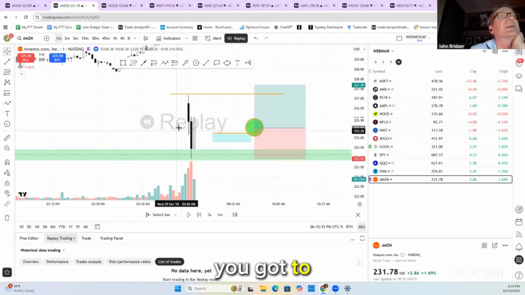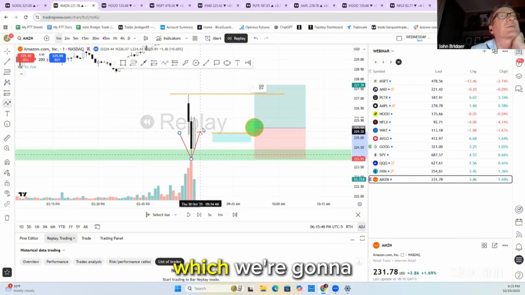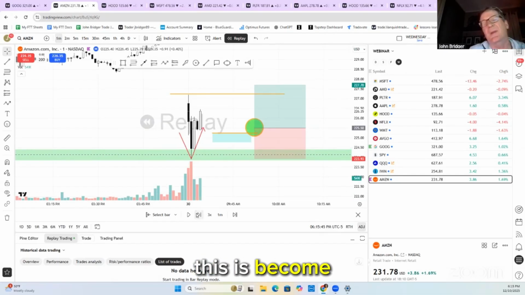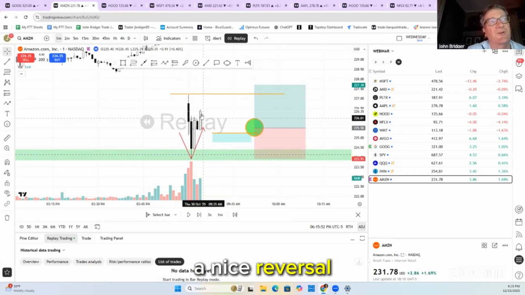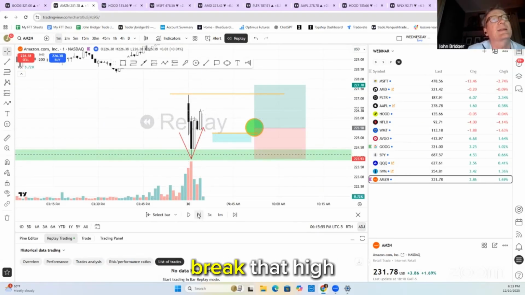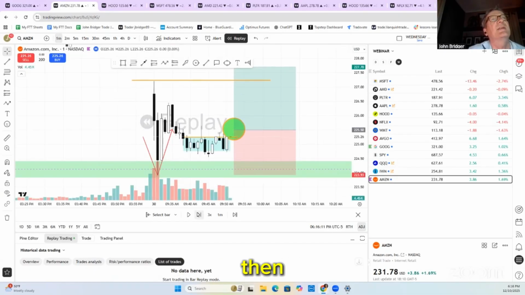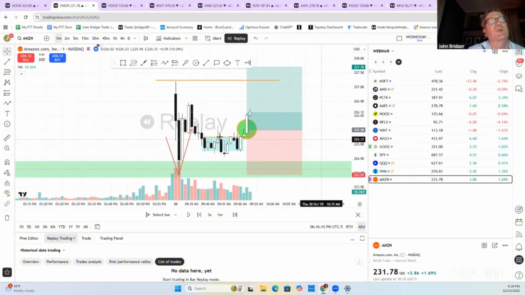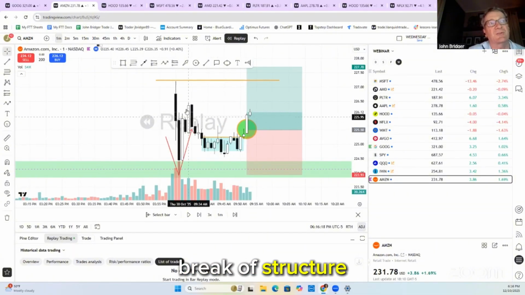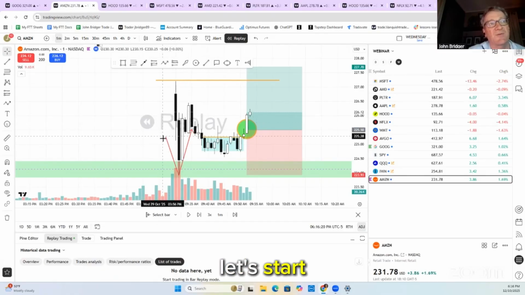So now what you got to ask yourself is, what do I use as a break of structure, which we're going to talk about here. This will become an alternative way of looking at break of structure when you don't have this particular high break. Okay, so you see how you got a nice reversal move, right? Did not quite break that high, came down, formed consolidation, and then boom, you get this push up through consolidation. You could treat that as a break of structure when you get a situation where, let's start first things first, right?